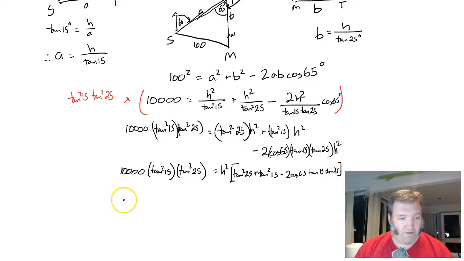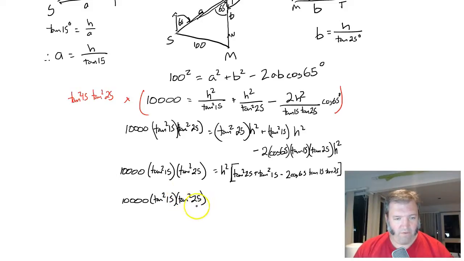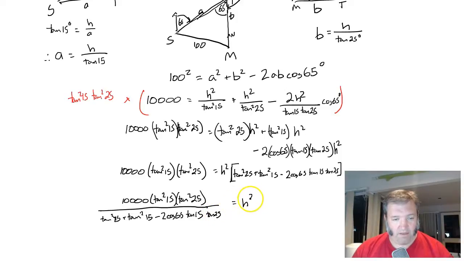We obviously now do division. 10,000 tan squared 15 tan squared 25 divided by tan squared 25 plus tan squared 15 minus 2 cos 65 tan 15 tan 25. Doesn't really matter if I do them in the other order. And that's h squared. Square root of that will give me h.